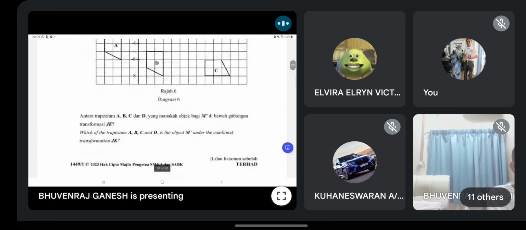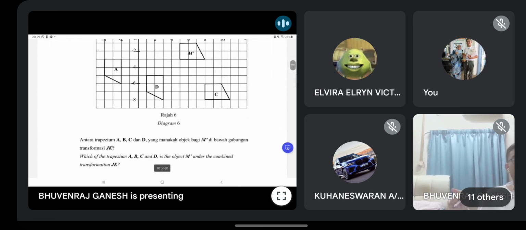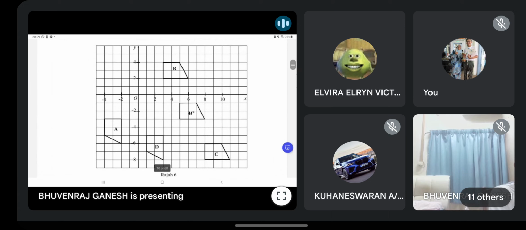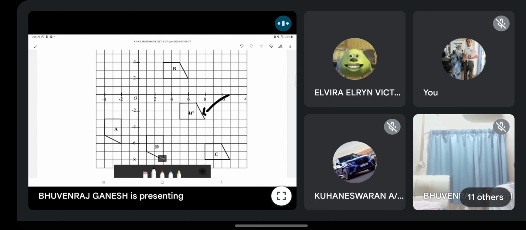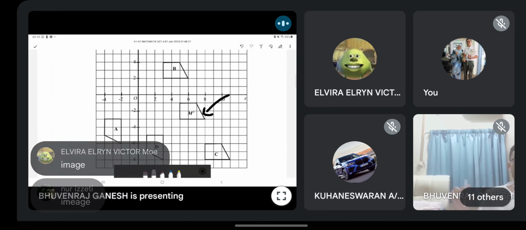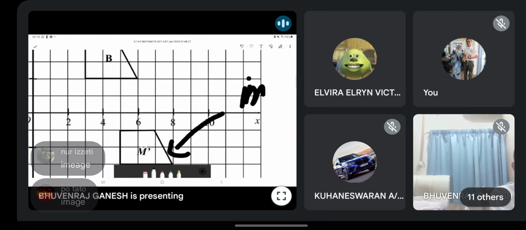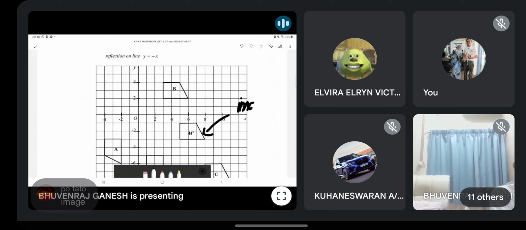This one you ask. Okay, so this one they ask, which trapezium is the object M prime under combined transformation JK? Maksudnya, saya nak tanya guys, this object over here, yang ni adalah image atau objek? Yang saya tunjuk anak panah tu. Is the arrow image or object? Yes, image. Ingat, bila ada prime, maksudnya image.